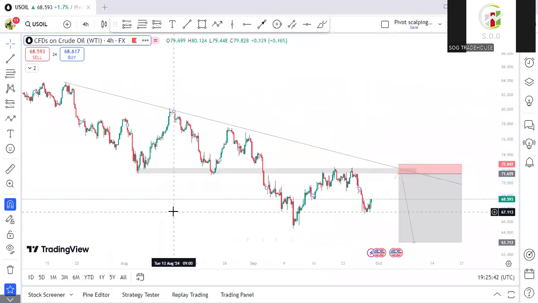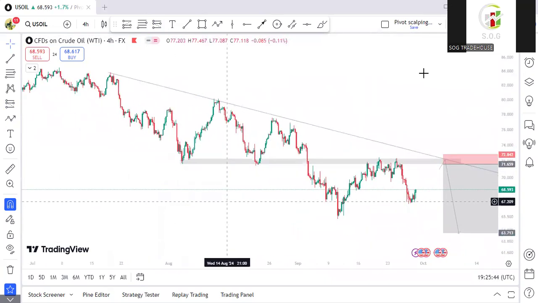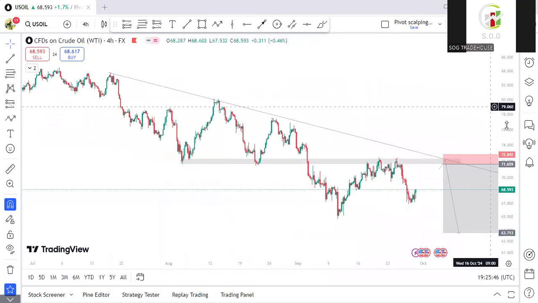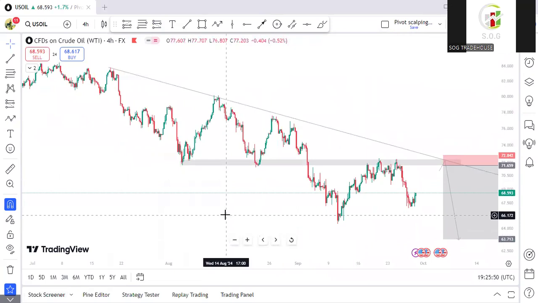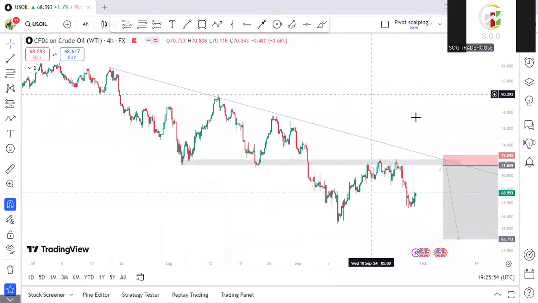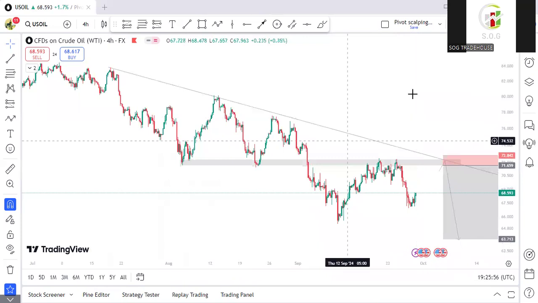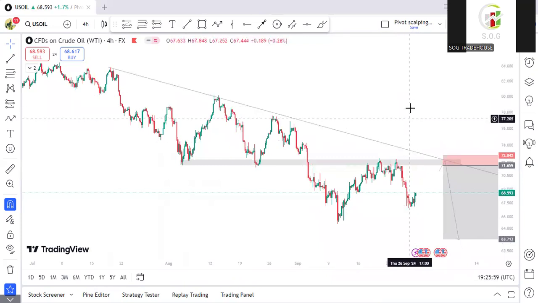So this is my analysis on US oil, and these are the pairs I'll be looking at for the week. When the market opens, the watch list will be updated. I'll take a snapshot of all the pairs and send them to the group as our watch list.